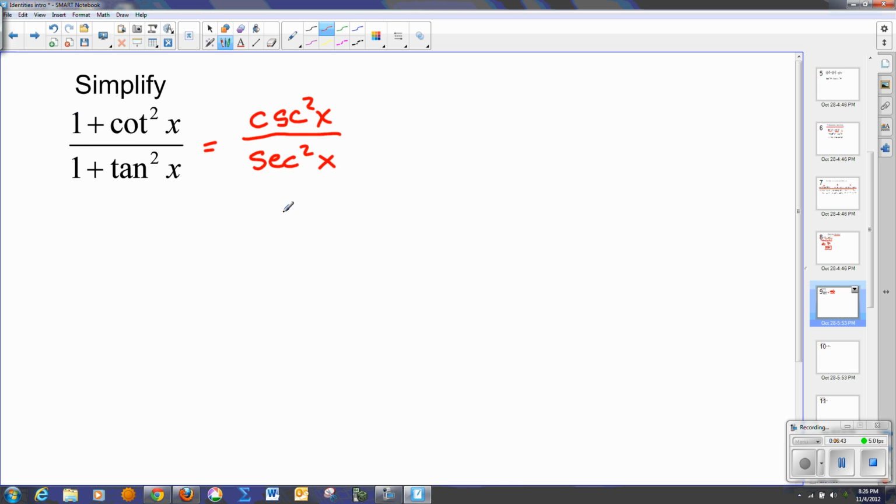We had 4 terms here, now we have 2 terms here, but it can probably be simplified even a little bit more. I know that cosecant is 1 over sine. So I can say cosecant squared is 1 over sine squared. Likewise, secant is 1 over cosine. So I can say secant squared is 1 over cosine squared.